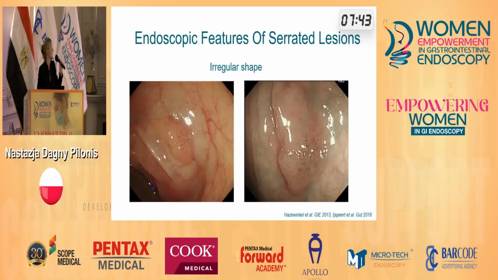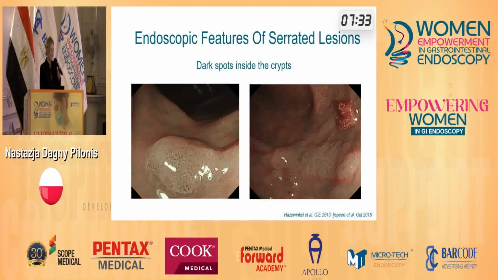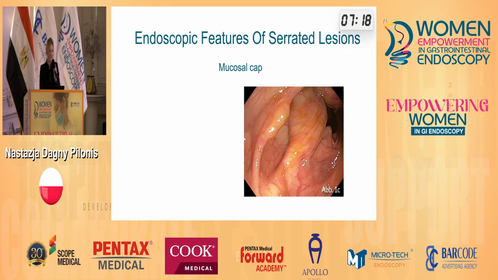because you can actually increase your chance of detecting this subtle lesion. They have irregular shape, and this irregular shape stems not from the border, which is cloud-shaped, but from their surface, which is also irregular. So this is something very characteristic for them. And they have dark spots inside the crypts. This is something that you cannot appreciate in adenomas. You can see those red arrows indicating the dark spots. This is a very characteristic feature for serrated lesions.